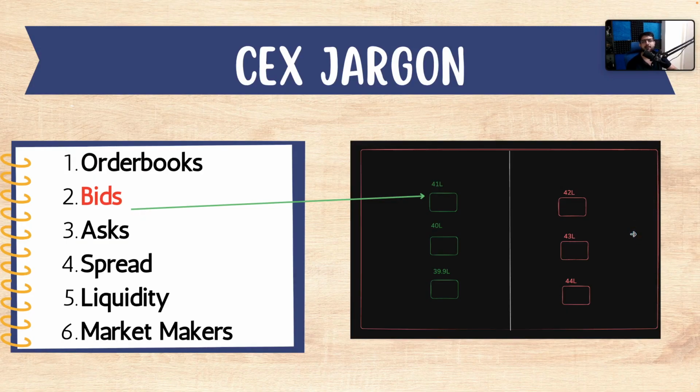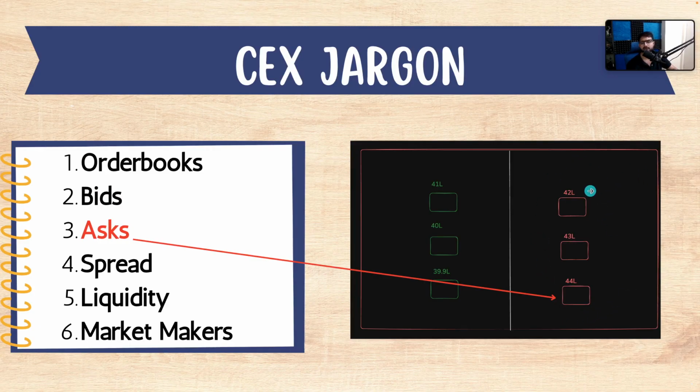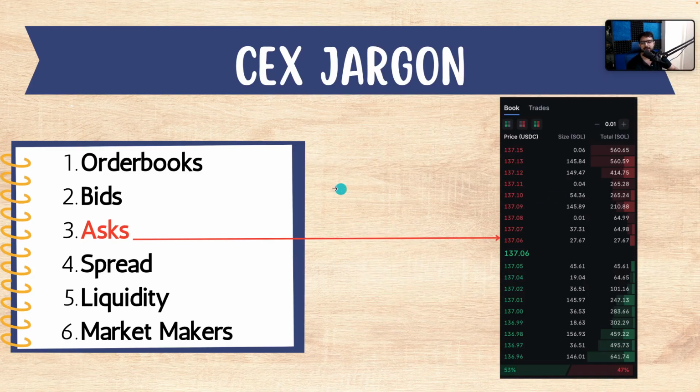All right, we understand bids. We understand asks. Ask is whenever someone is willing to sell, what is their ask? That I want 42 lakhs. I want 42 lakhs in return of this. I am asking for 42 lakhs. That is why it is an ask. On the order book, it is this red thingy over here.